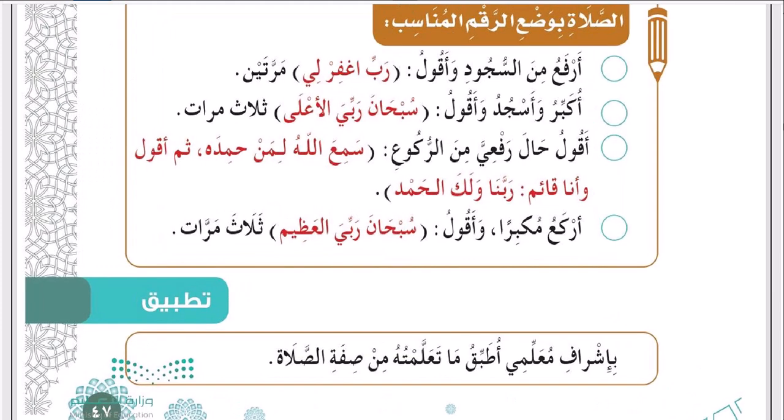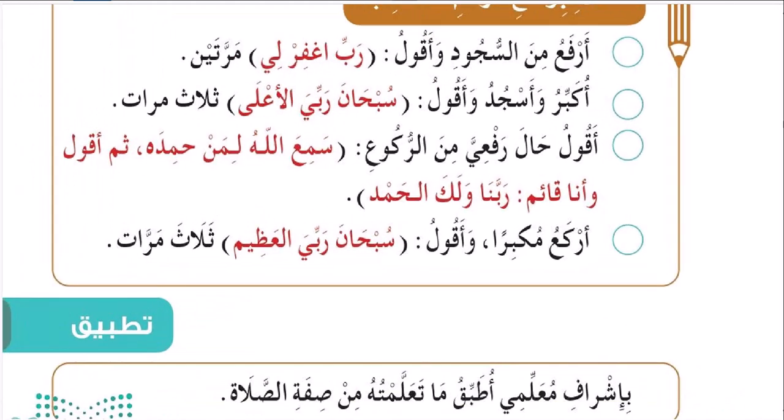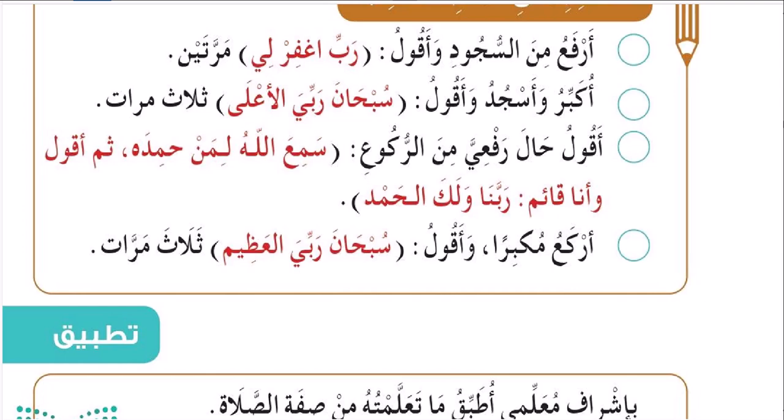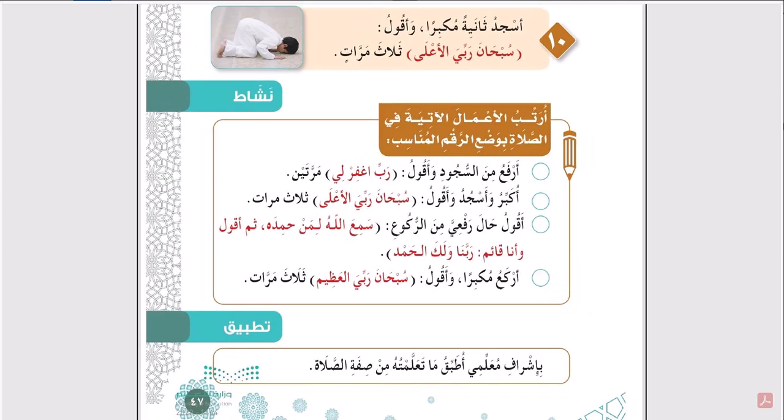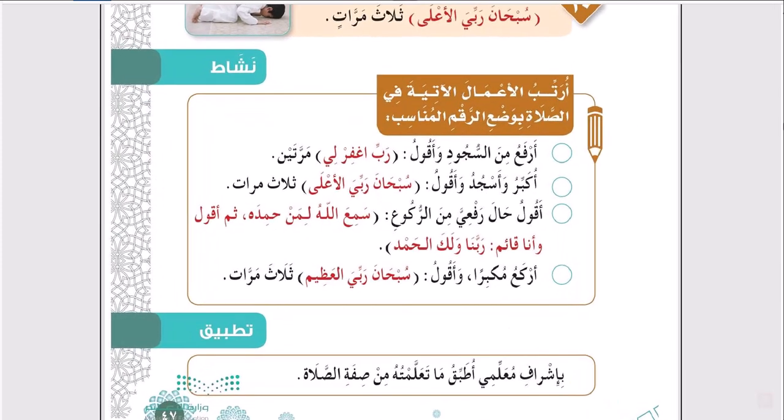Let us see. This is sujud. This is ukabbiru wa asjud. That's also sujud. Aqulu hala raf'iyya min al-ruku', standing from ruku. Then arka'u mukabbiran. That means ruku is the first one, so the answer is arka'u. That's 1. I'm going to place 1 here.